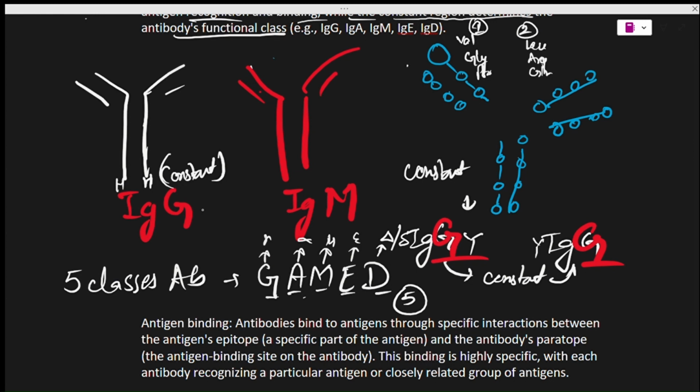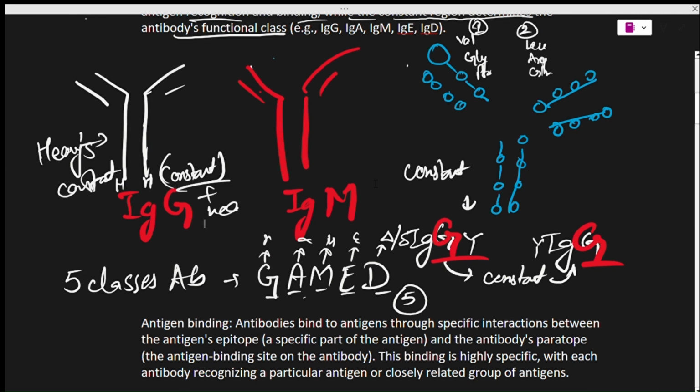Now many books suggest that this heavy chain's constant region, that is why I have written here constant plus heavy. Okay, just wait a sec.